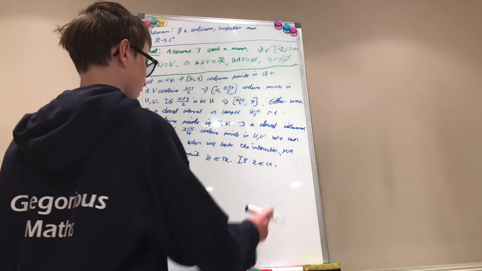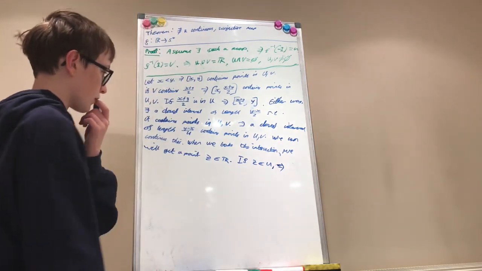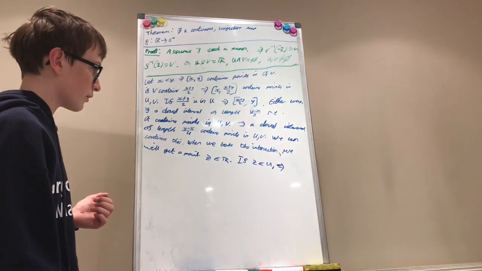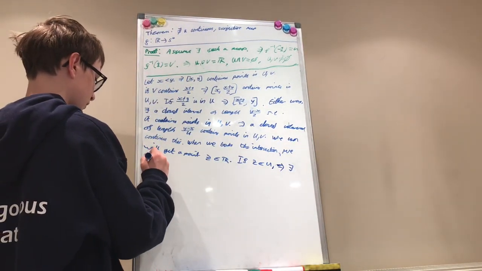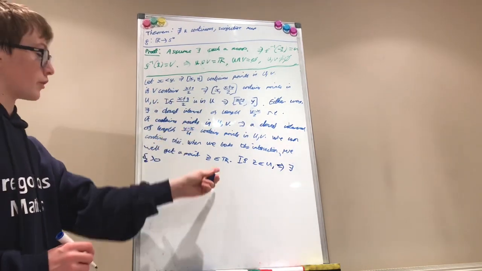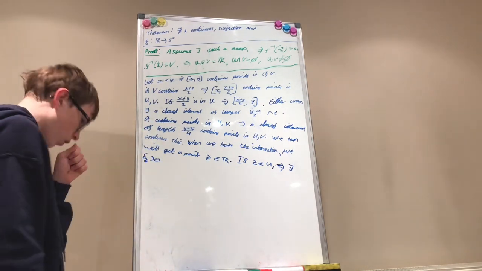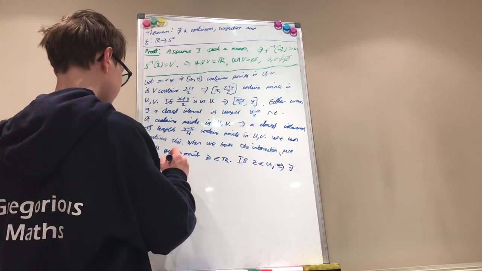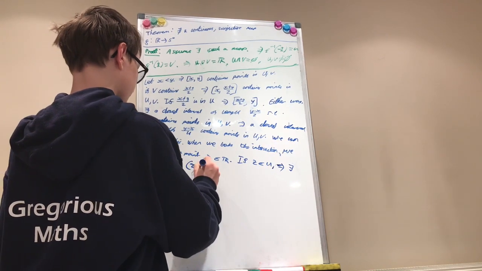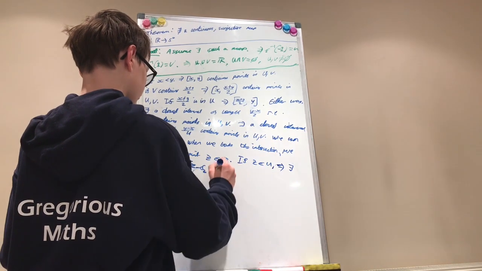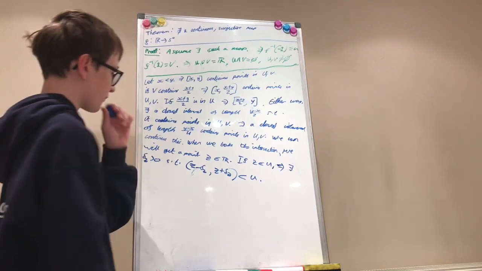If z is in U, this implies that there exists some delta z greater than 0, because U is open. By the continuity of f, U is open. Such that the open interval from z minus delta z to z plus delta z is completely contained inside of U.